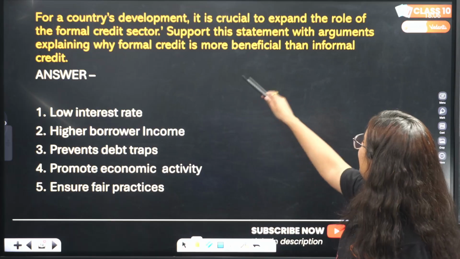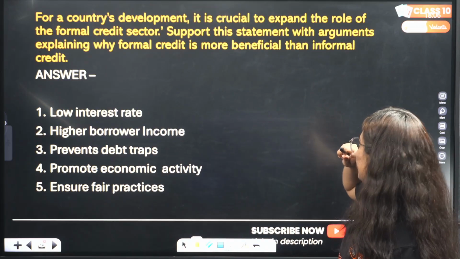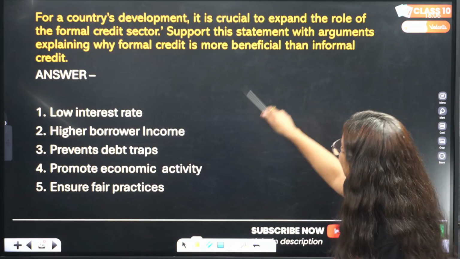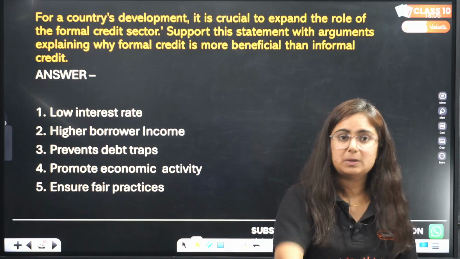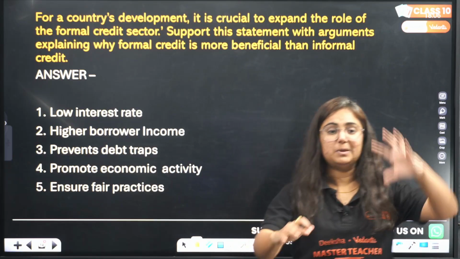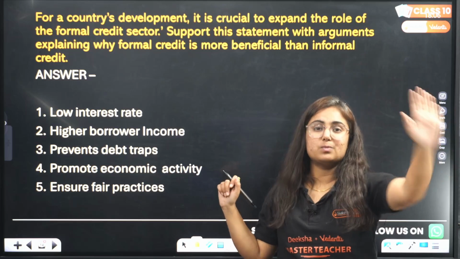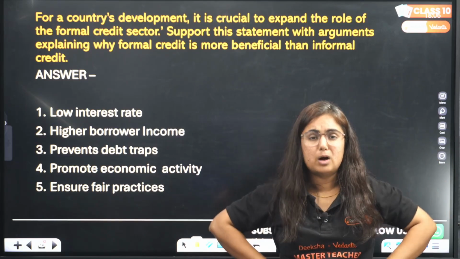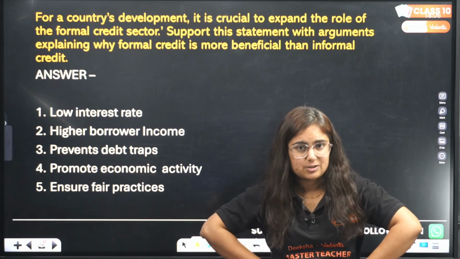For a country's development, it is crucial to expand the role of the formal sector's credit. Support the statement with arguments explaining why formal credit is more beneficial than informal credit. Yes, this question gets repeated. Now we know the difference between the formal sector and the informal sector. We know that the formal sector is better: low interest rate, and it is under the supervision of the government. There are chances that we do not get betrayed, and many more such things.